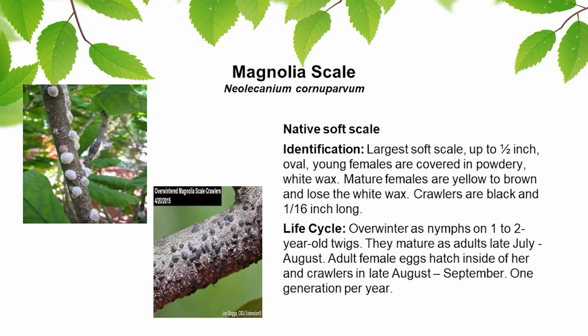They are not covered with the white wax. Crawlers are black and 1/16 of an inch long. Magnolia scale overwinter as nymphs on 1 to 2 year old twigs. They mature as adults in late July through August. Eggs hatch inside the adult female's body. Crawlers emerge in late August through September. They settle down on young twigs where they will overwinter. There is one generation per year.